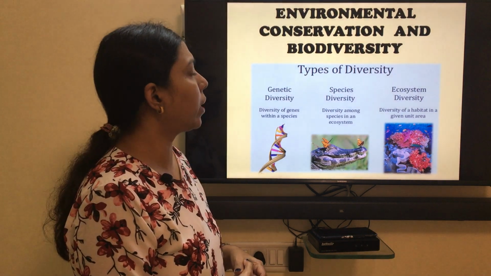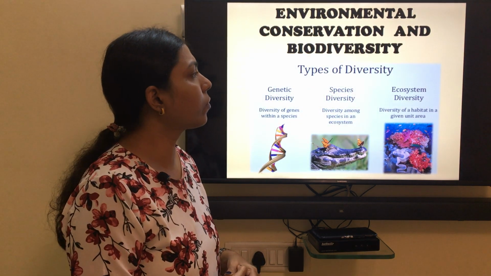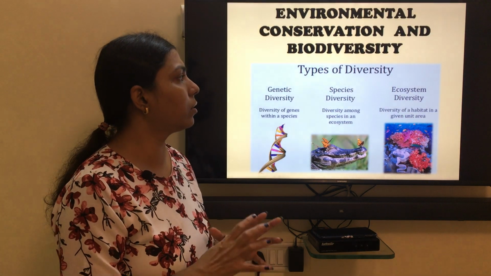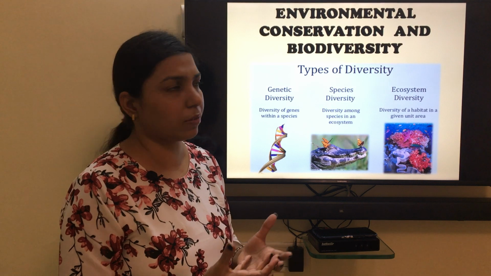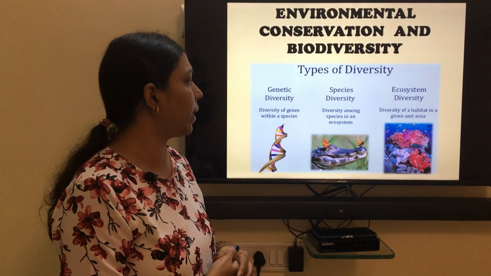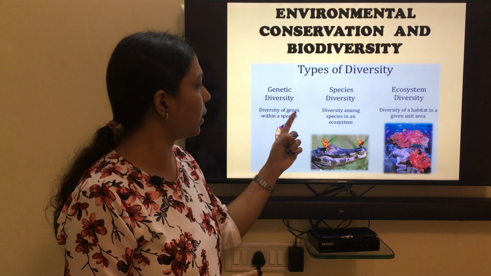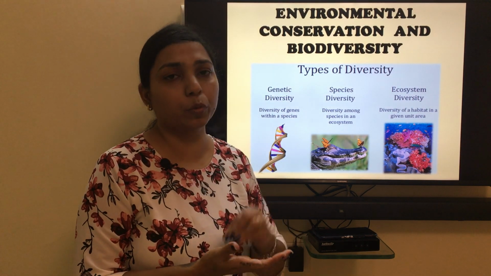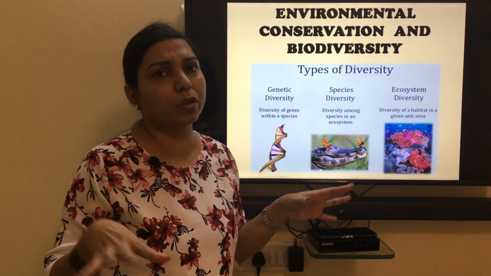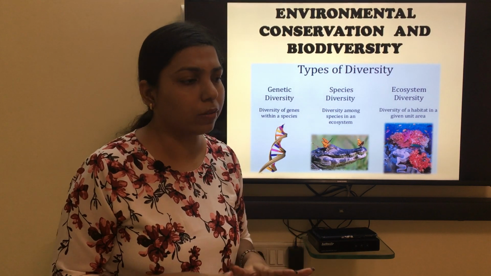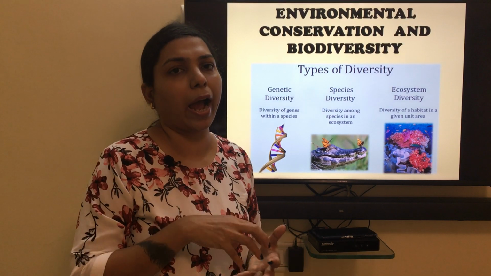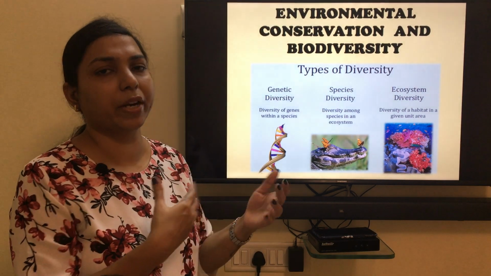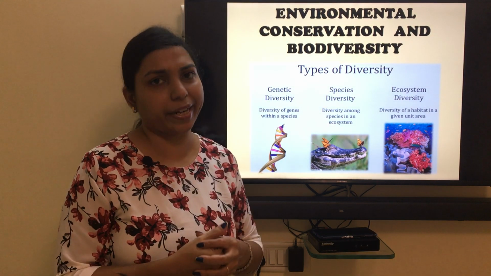Environmental conservation and biodiversity. Now, what are the different types of biodiversity? How can we say that there are different types of species around us? The first is genetic diversity, wherein it is diversity of genes within a species. Suppose we take the example of human beings. All human beings are not the same, because each and every human being has its own set of genes. So we can say that we are all separate from each other due to genetic diversity.